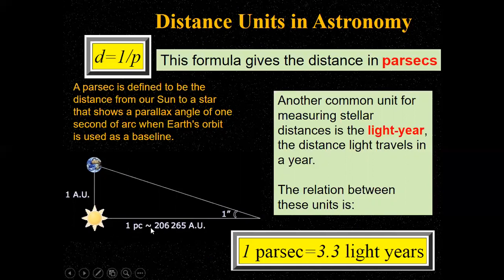Oh, I read this number incorrectly. It is not 206, it's 206,265 astronomical units, right? So it's a big number. As you see here, if you measure in astronomical units, you need to use big numbers, so it is hard. Instead of that, we call it 1 parsec. It's easy for our notations and easily readable. So here 1 parsec is 3.3 light years.